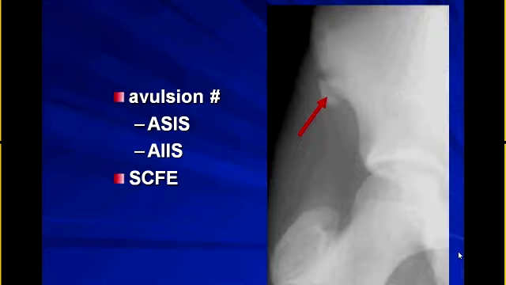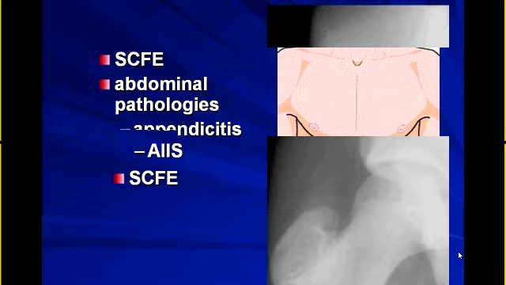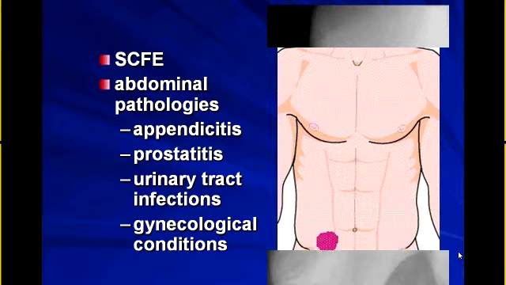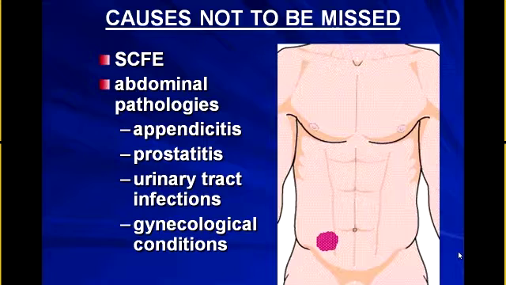Slipped capital femoral epiphysis can cause anterior hip pain, but remember 20% of adolescents who have it do not have symptoms. The things that we can't miss are the slipped capital femoral epiphysis. So an obese adolescent presenting with anterior hip pain, we need to be looking at an x-ray because the x-ray is diagnostic. We need to also consider some of our abdominal pathologies, so appendicitis. So thinking of McBurney's point, halfway between umbilicus and the ASIS, when the patient is supine.